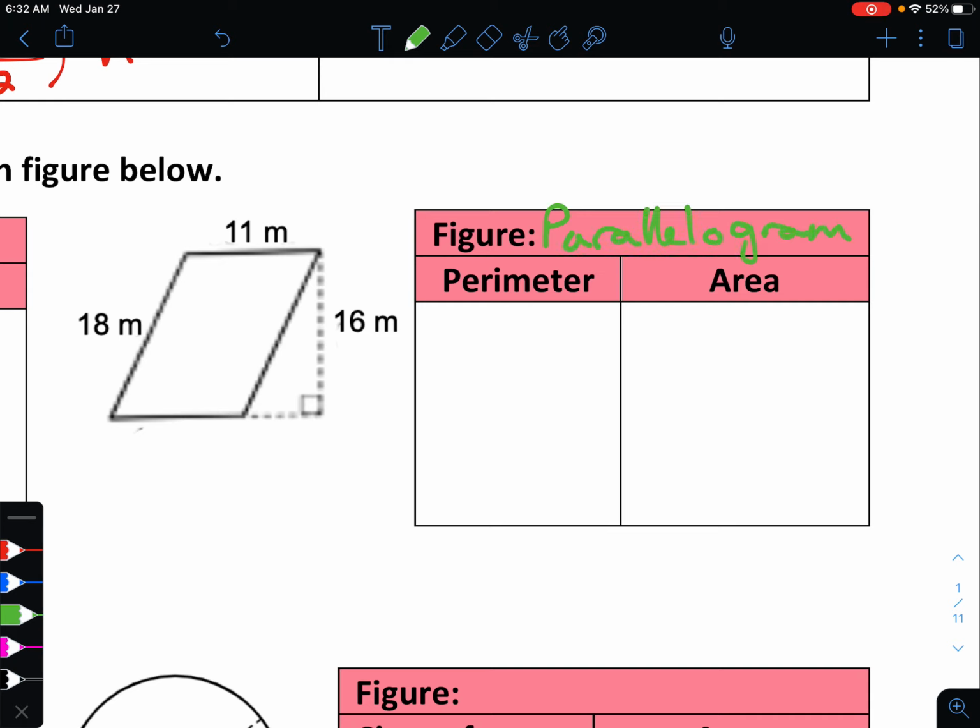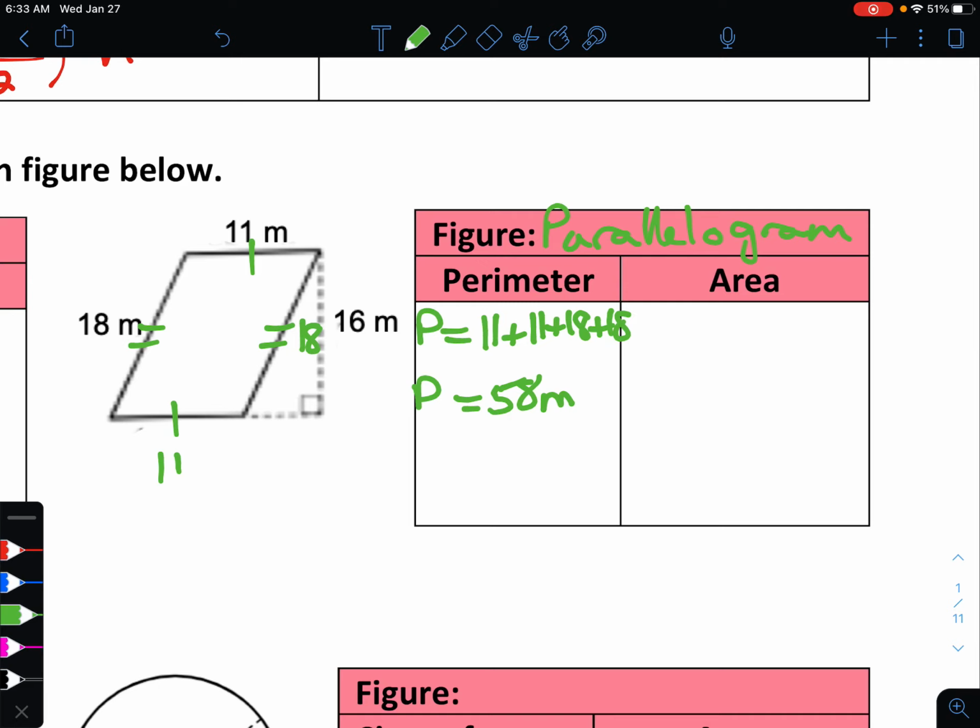For perimeter, remember that you're just adding all of the sides together. So that would be taking 11 plus 11 plus 18 plus 18. And when we add all those together, they add up to be 58. This time our label is M for meters, so 58 meters.